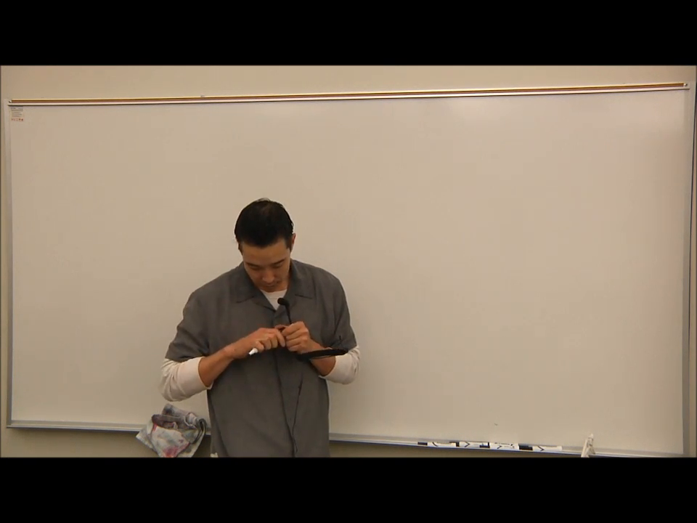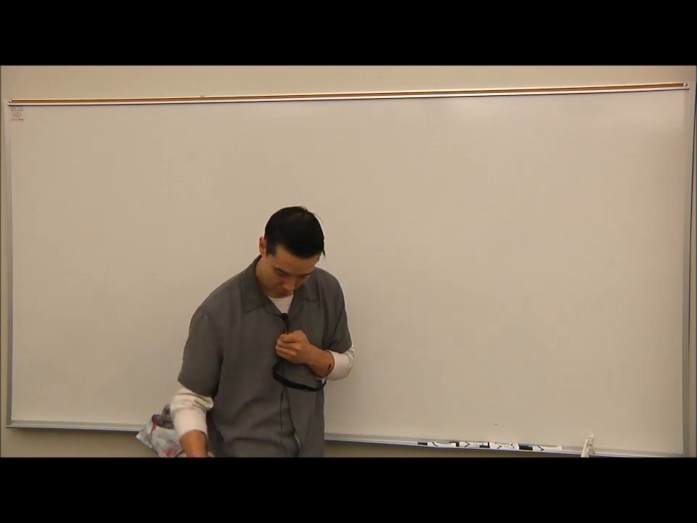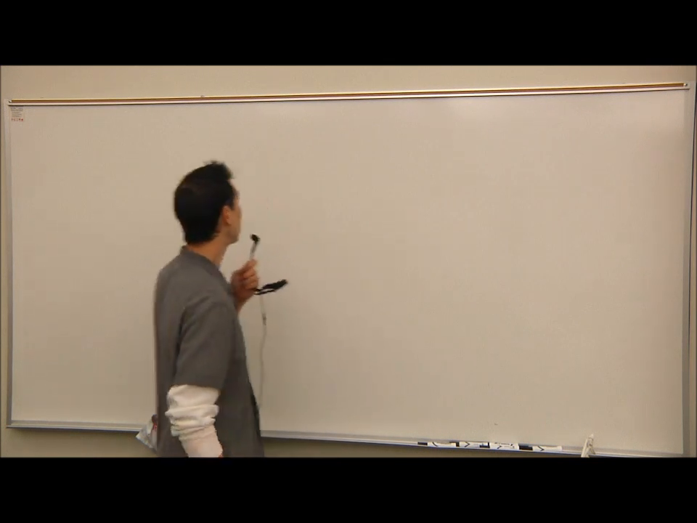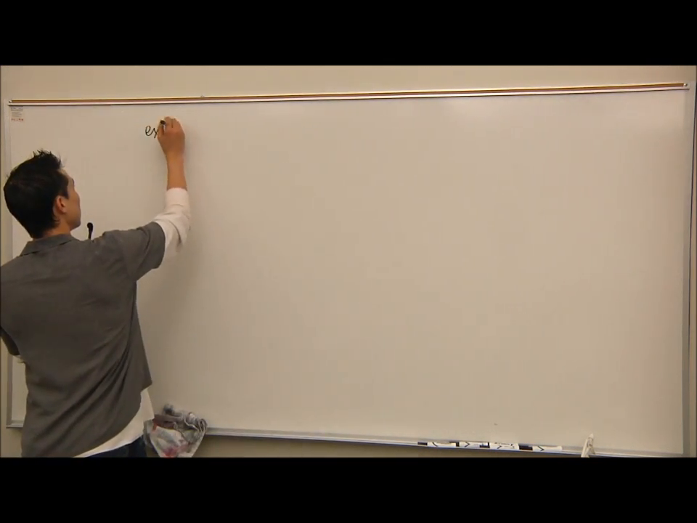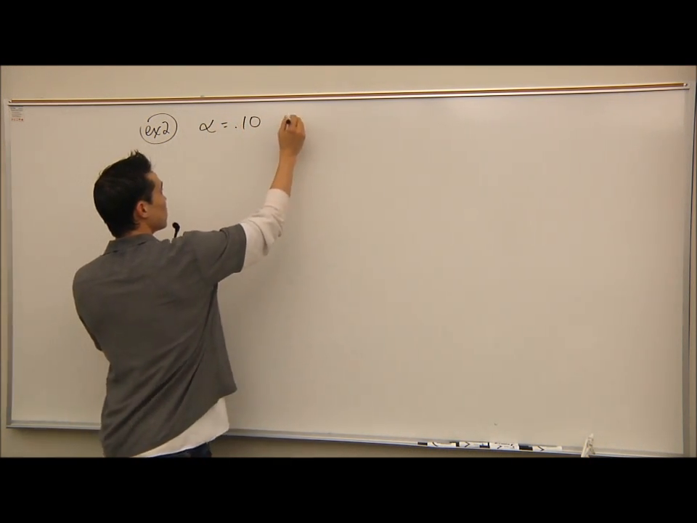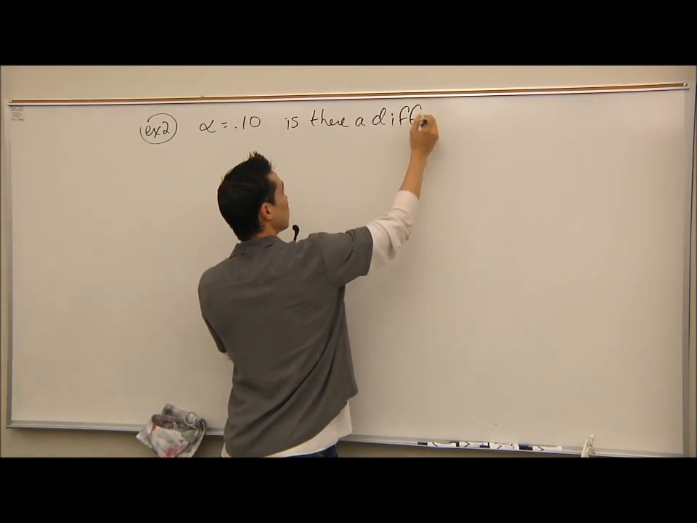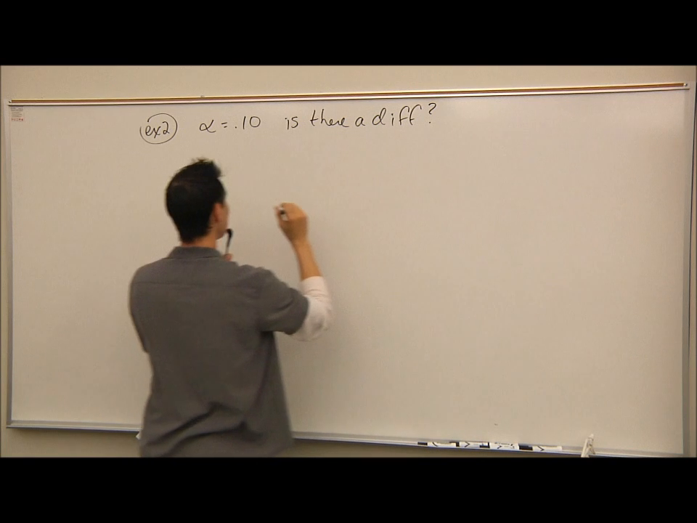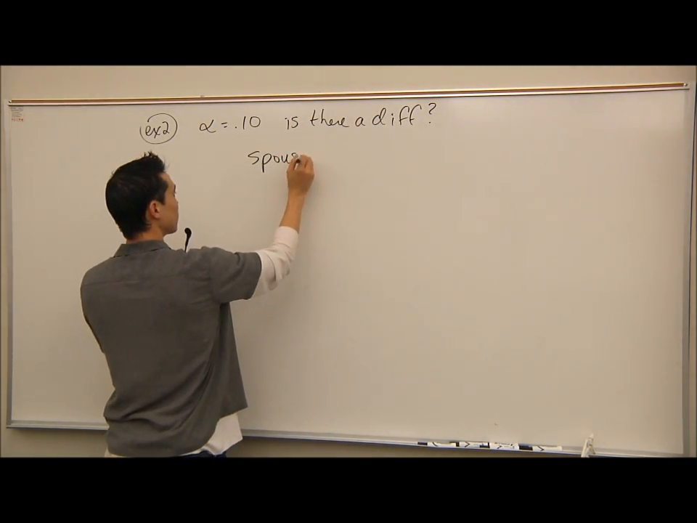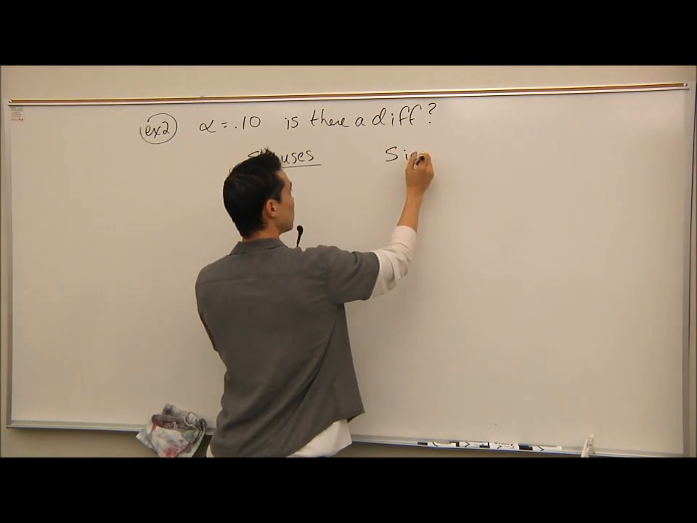Okay, so we have some information. We're comparing spouses and significant others on coping skills, and we're asking at alpha equals 0.10, is there a difference? Okay, so example 2. Let me write out some of the stuff we're given. Alpha is 0.10. The question is, is there a difference? And coping skills. We have information, so this is our spouses' information versus significant others.